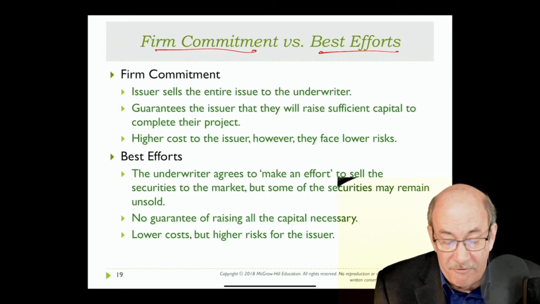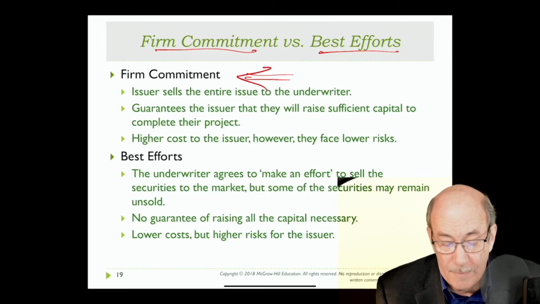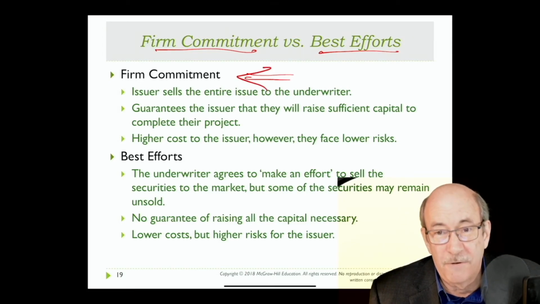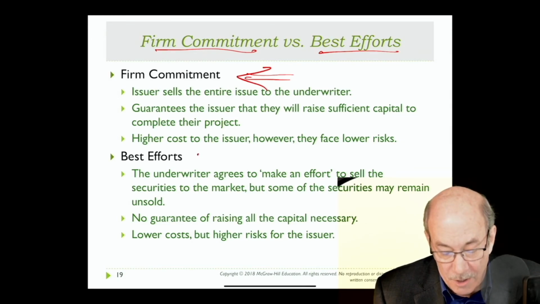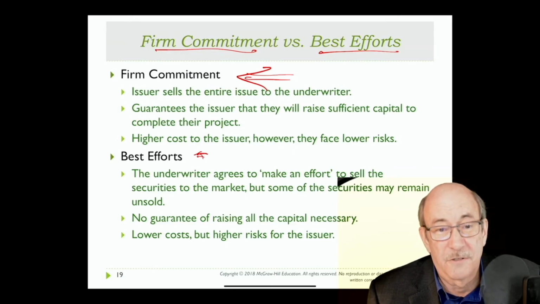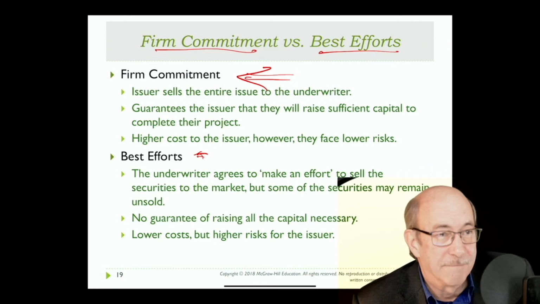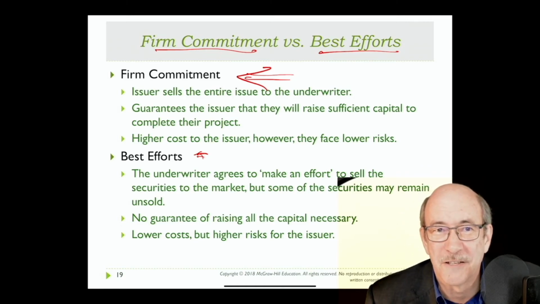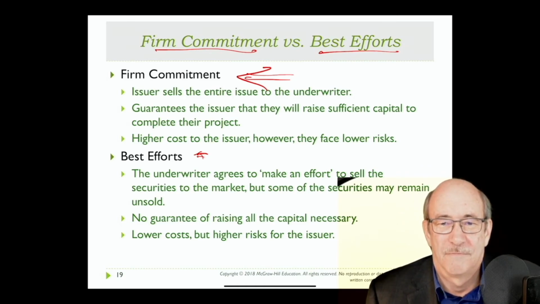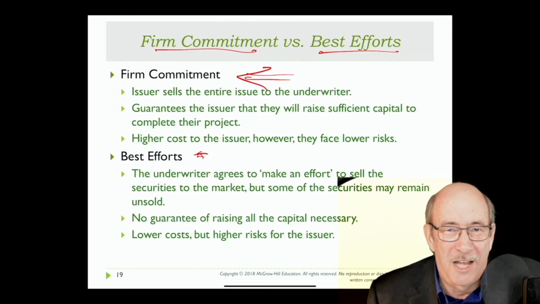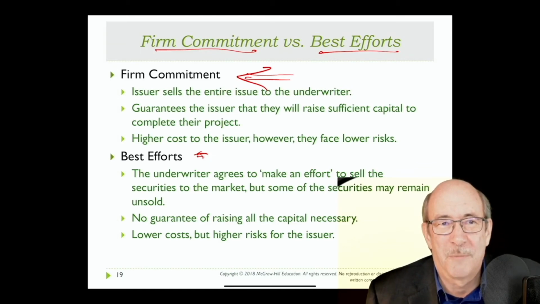Again, the vast majority of issuances are firm commitments. And much smaller are best efforts. Another conundrum here. Firm commitments are more expensive. Why do firms choose the firm commitment route?